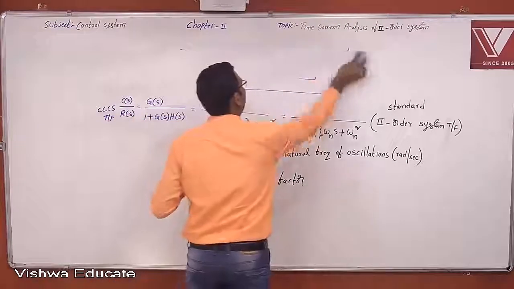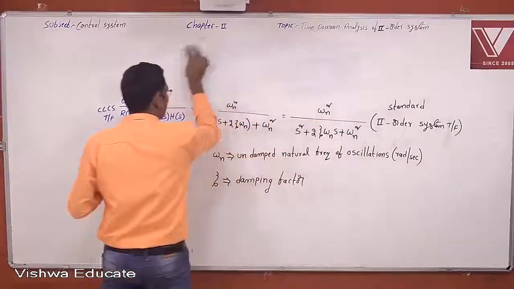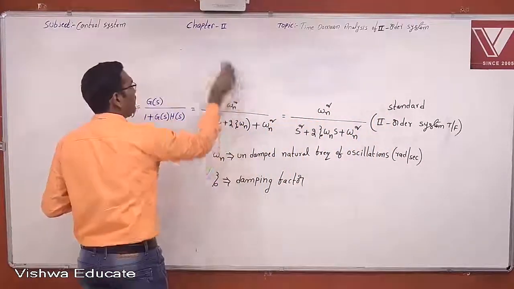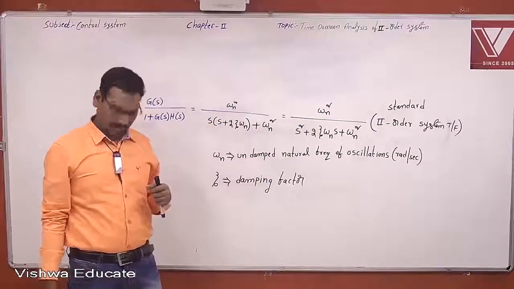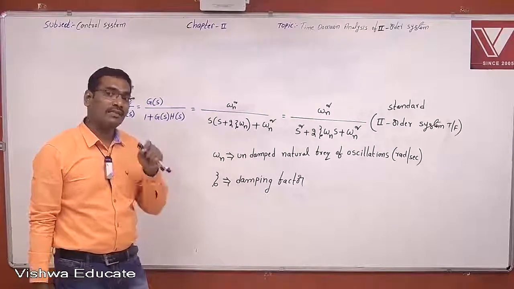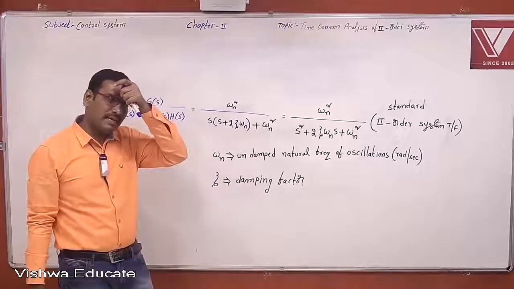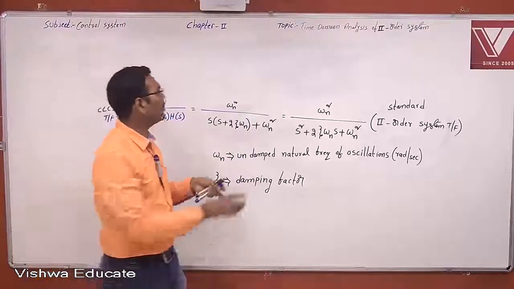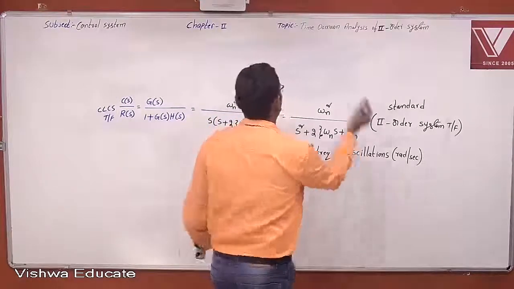Now this is the standard second order system, where omega n is the frequency of oscillation and zeta is the damping factor. This is the first time, students, that we are seeing the second order system. That's why first we will see the theoretical analysis. What is the theoretical analysis? The theoretical analysis is the analysis after applying the impulse input. So this is the time domain analysis of the second order system.